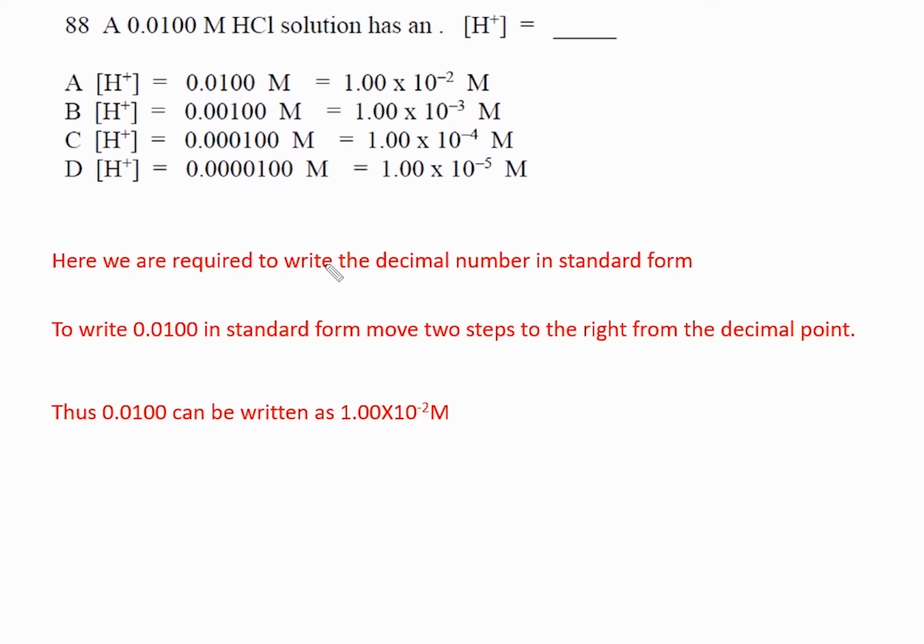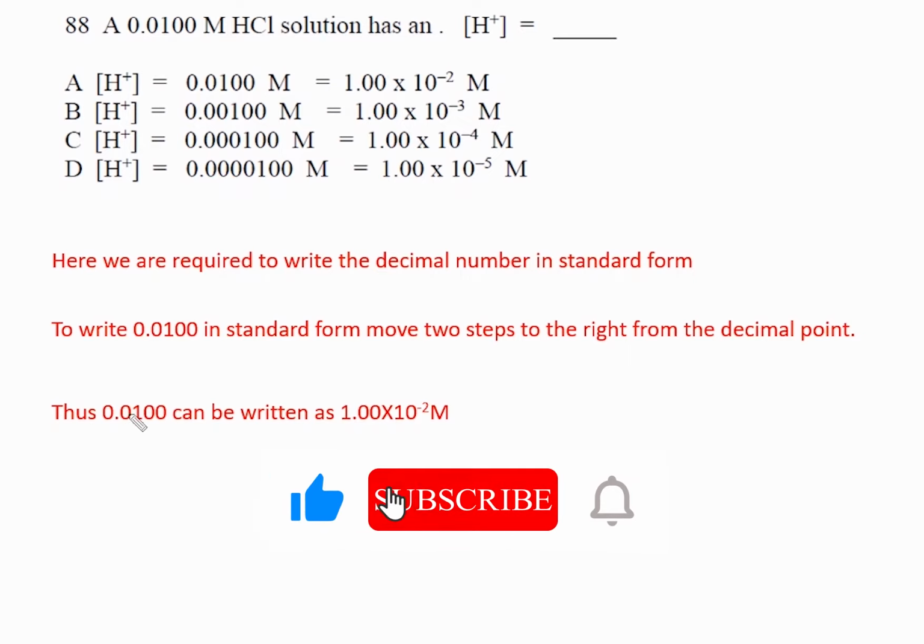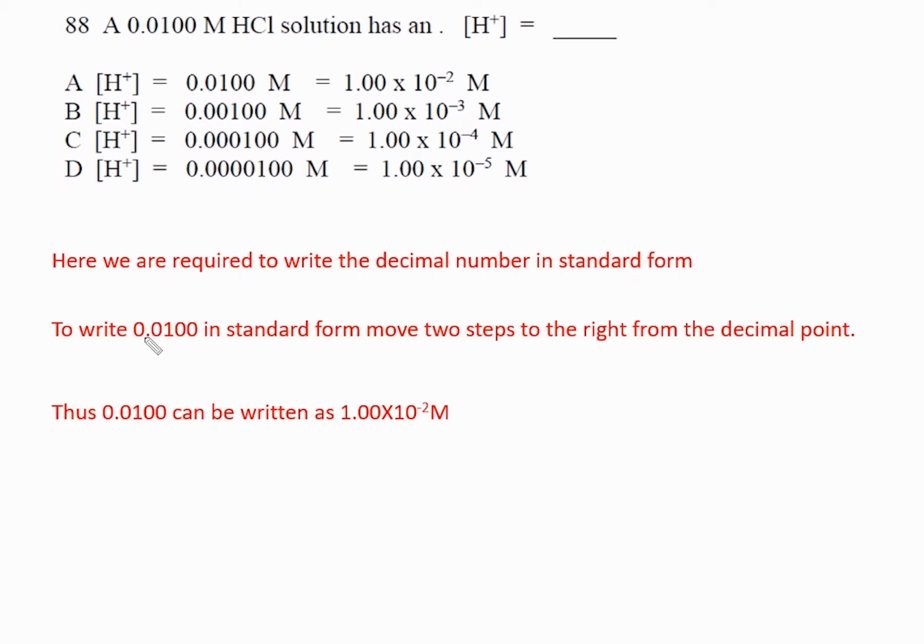Question 88. We've been given a 0.01 molar hydrochloric acid solution. So we're supposed to write that concentration in standard form. To write 0.0100 in standard form, you're going to move 2 steps to the right from the decimal point. So you move 1, 2. So the second step is up to where there's a whole number.